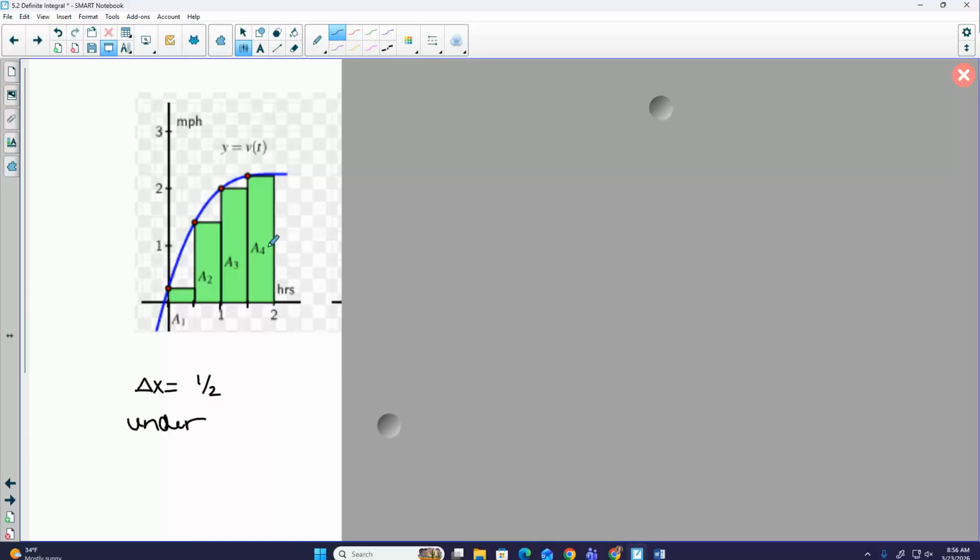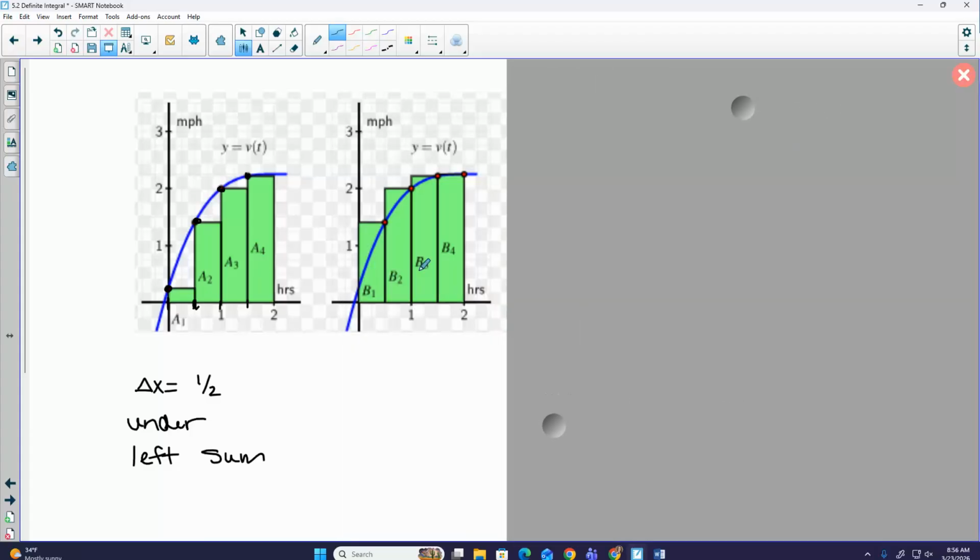Would this one be a left or a right-hand sum? So the first interval starts at 0 and ends at 1/2, but I used the height at 0. The next one is from 1/2 to 1, but I used the height at 1/2. The left sum. Then you would have used the 1 and the 1.5, and that would have stopped. This one, my change in x is still 1/2.